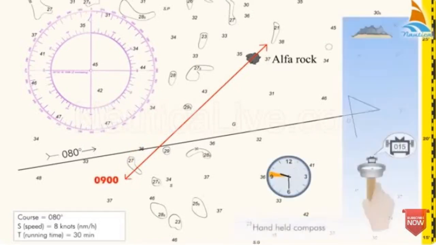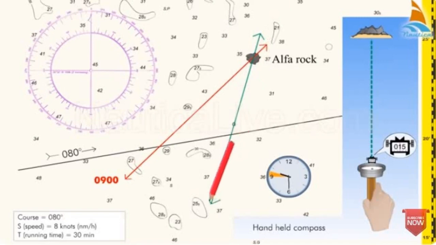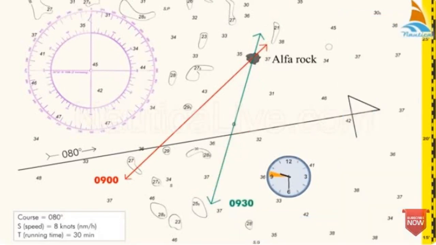After 30 minutes we take a new bearing on the same rock that reads 015 degrees. Now convert the compass bearings to true bearings and plot it on the chart along with the new time, 0930. Knowing the speed, the next step is to determine the distance that the vessel sailed from 0900 to 0930.